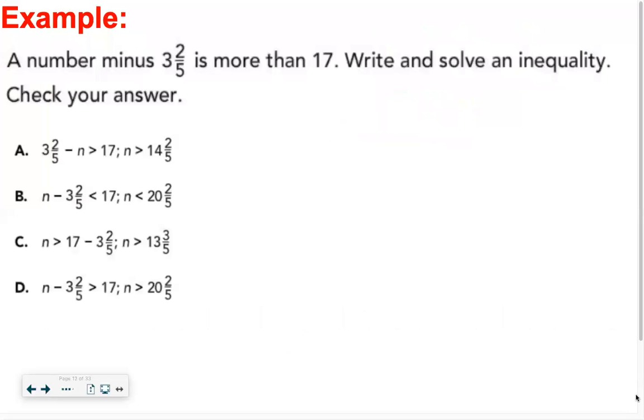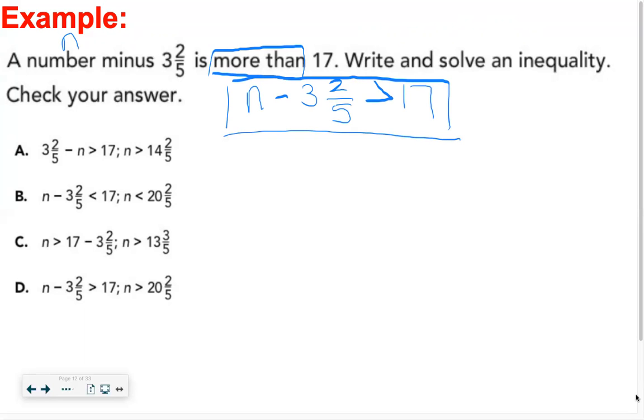Next one. A number minus 3/5 is more than 17. Write and solve an inequality. To be able to solve this, first, let's define our number. We don't know what the number is. Let's say that the number is n. You are going to write n minus 3/5. "More than" is the keyword here, which means greater than 17. So this is my inequality.